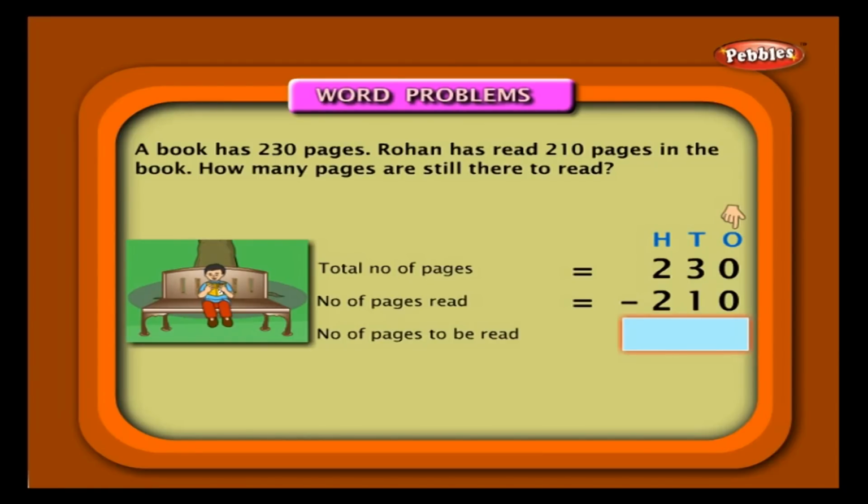Subtract ones column. 0 minus 0 is equal to 0. Write 0 below the ones column. Subtract tens column. 3 minus 1 is equal to 2. Write 2 below the tens column. Subtract hundreds column. 2 minus 2 is equal to 0. Write 0 below the hundreds column. Thus, 230 minus 210 is equal to 20. There are 20 pages yet to be read in the book.